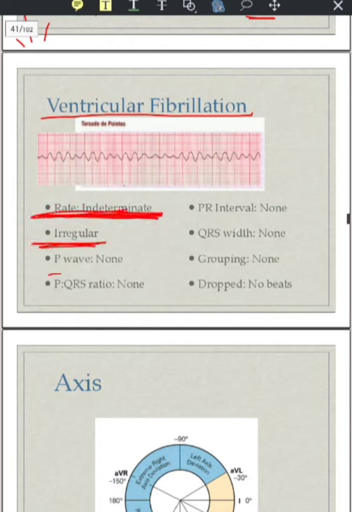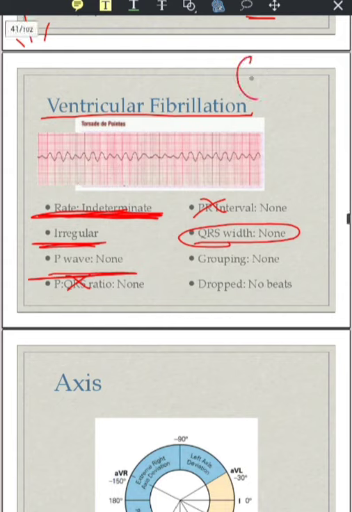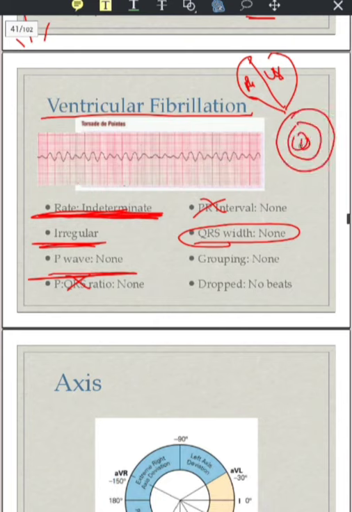Rate is irregular. There is no P wave. Since there is no P wave, there is no P to QRS ratio or P interval. QRS width is none because there is no QRS complex, right? So if these are your ventricles, right ventricle and left ventricle, they are not contracting like we study in fibrillation. They are not getting shorter and shorter and pumping blood outside. They are just kind of vibrating. So this is not potentially lethal, this is actually lethal. There's no grouping or dropped beats. So this is ventricular fibrillation.